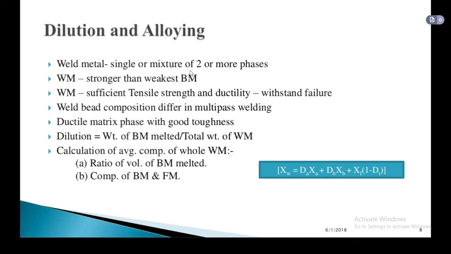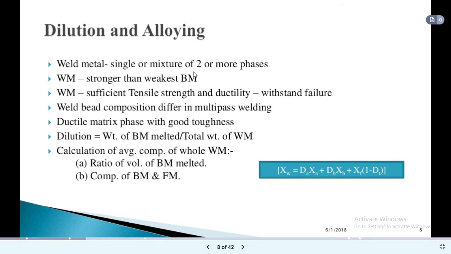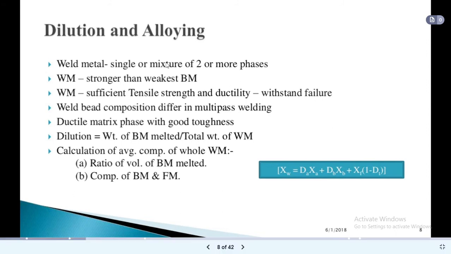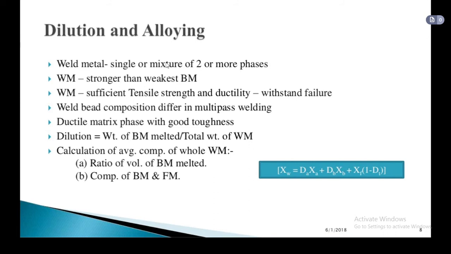Weld metal is a single metal or a mixture of two or more metals. As we discussed, that is what is meant by dilution. Dilution means when we are joining two dissimilar materials, the composition that forms after their fusion welding is called dilution. And low dilution, with properties similar to the base metals, should form in the weld zone.